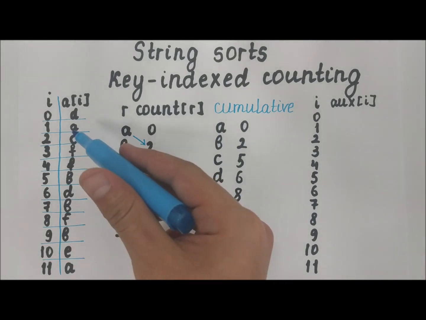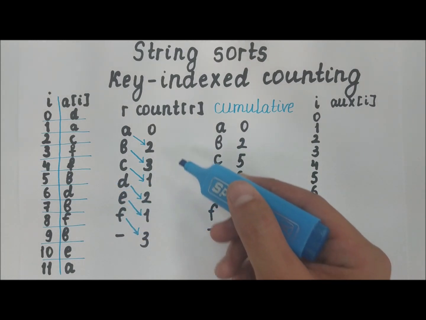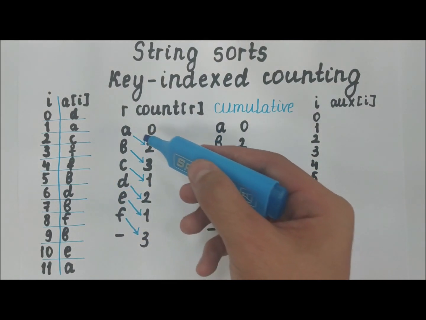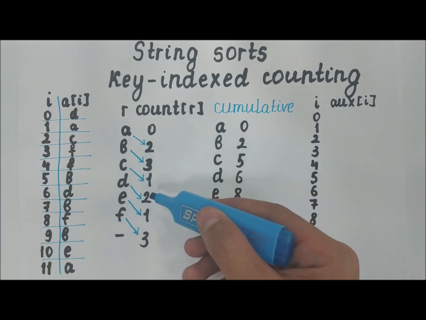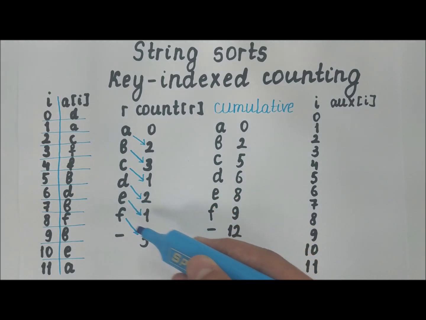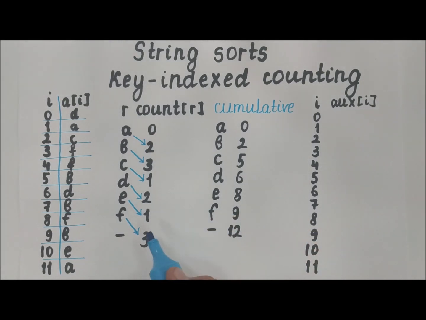So we have an array, and then in the second loop we count the frequencies. Like in our array we have 2 A's, 3 B's, 1 C, 2 D's, 1 E, and 3 F's. And in the third loop we create the auxiliary array, using the cumulates with k as index to move items. And then in the fourth loop we copy back into the original array. So let's solve this example. In our case it is the second loop, and this is the third loop.